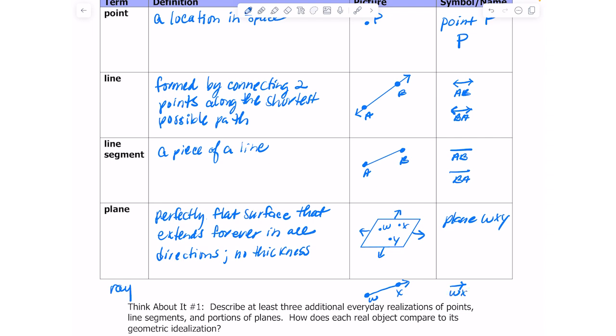Now, it's not correct to reverse it. You couldn't call this ray XW because W is what you call your initial point. That's where you start. And then X is called your terminal point because that's the direction where it goes on forever. So again, as with lines and line segments, you can reverse the letters because the order doesn't matter, but in a ray, it does. Rays have a beginning, an initial point, but extend forever in one direction. Okay.